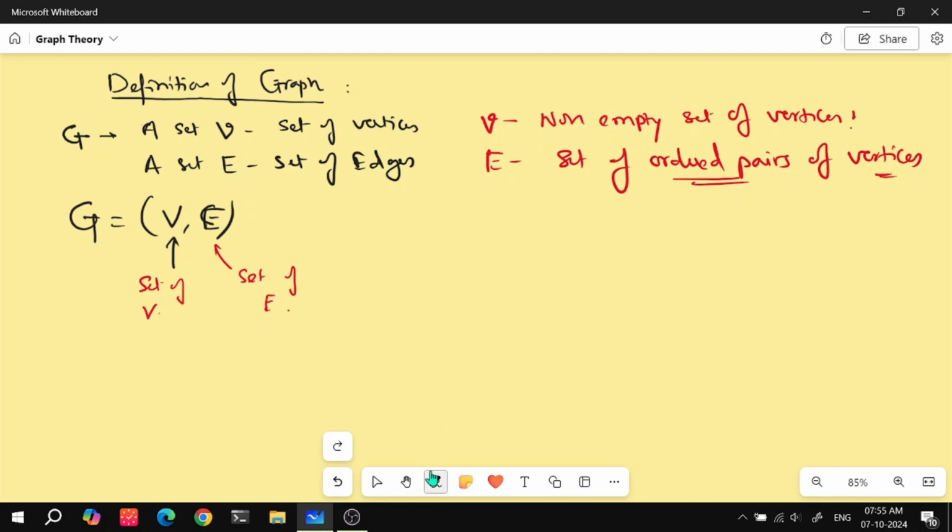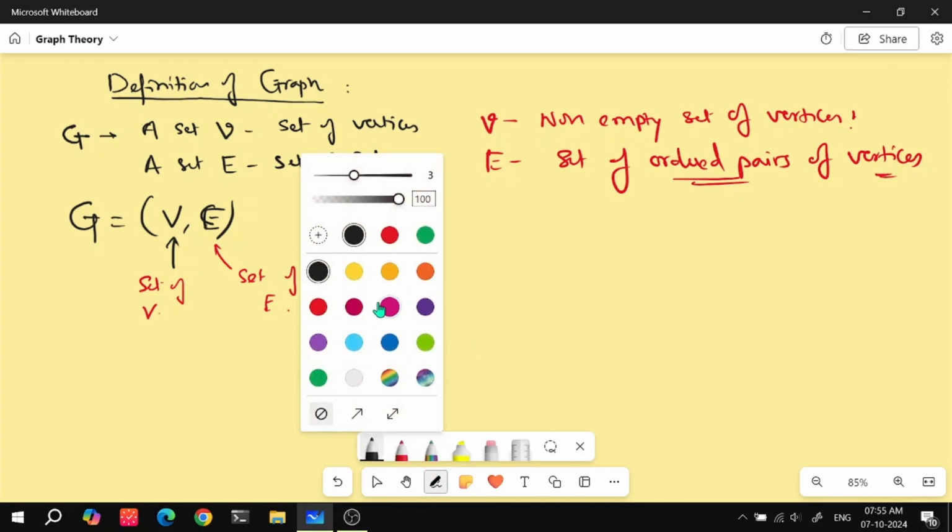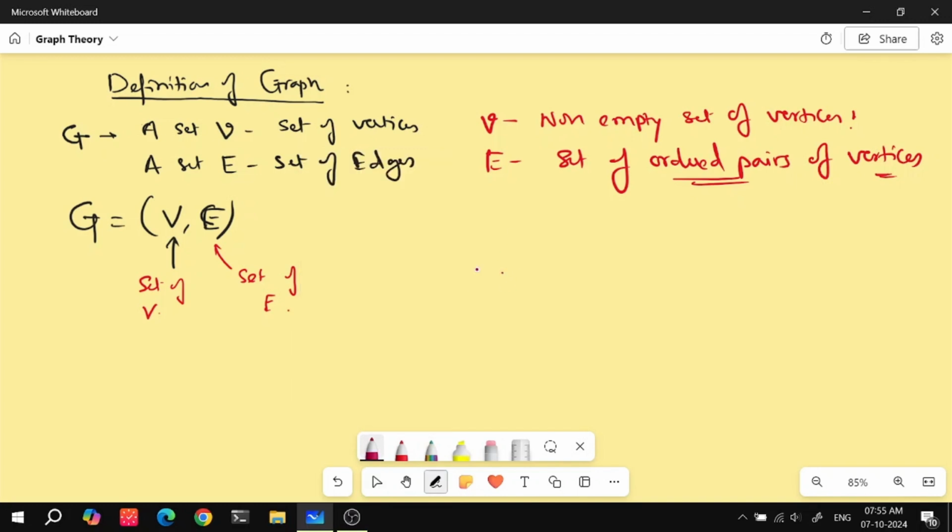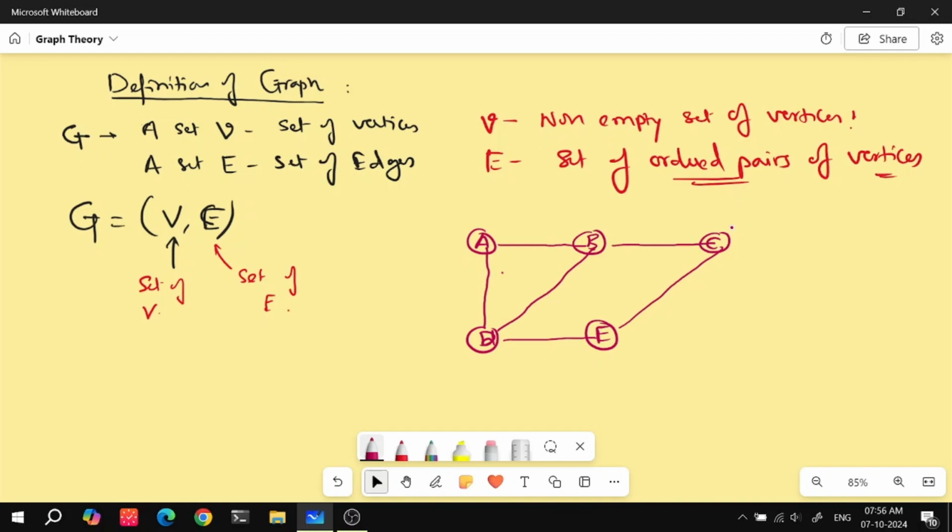Okay, we'll see a simple example. Let me choose a different color for drawing the diagram. Now let's consider I have vertex A, vertex B, vertex C, D, and E. Now imagine that there is an edge here, an edge here, an edge here, an edge here, an edge here, and an edge here.